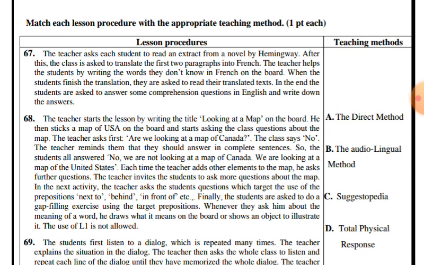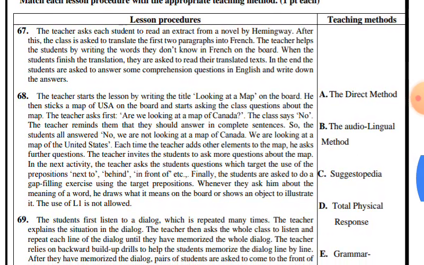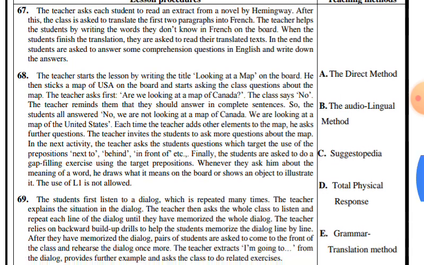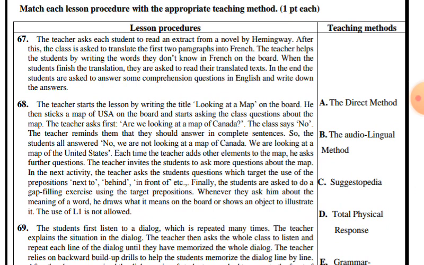Looking at a map is one of the activities because each method has many activities. And we are not looking at a map of Canada, we are looking at a map of the United States. So looking at a map is an activity of the direct method. They also give you a keyword at the end: the use of the first language is not allowed, at the end of 68.